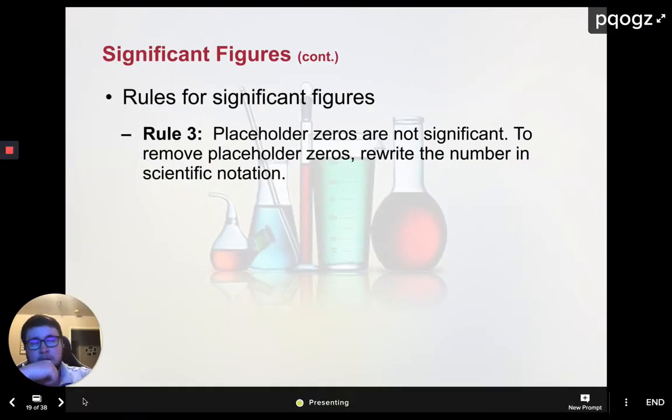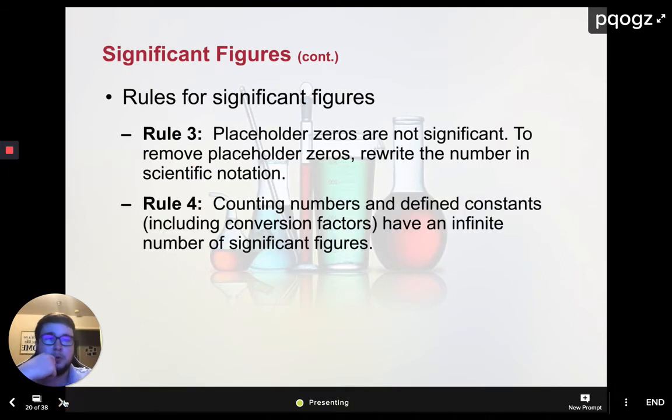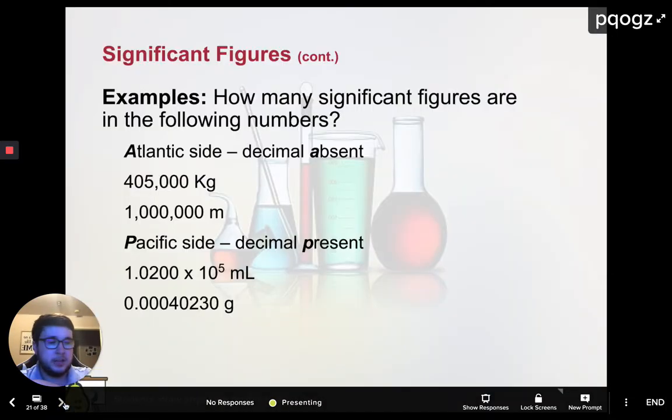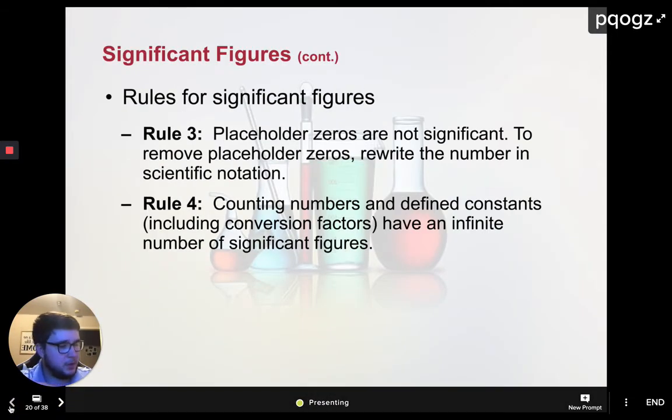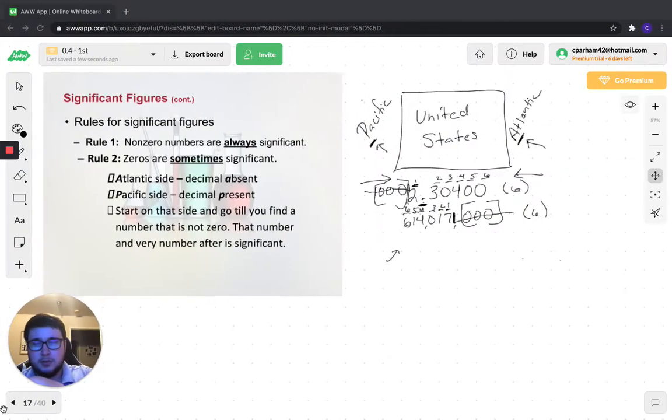Okay. All right, and then finally, rule number 4, any counting numbers or defined constants, including conversion factors, which we'll talk about next section, have an infinite number of significant figures. So this is slide 20. Oops, sorry, I didn't mean to skip. All right, so this is slide 20, going back to my whiteboard here.